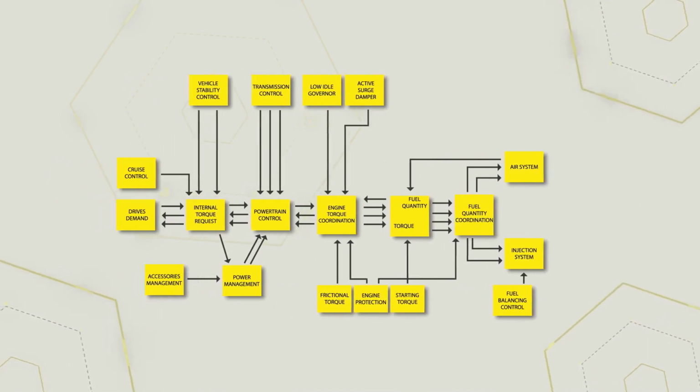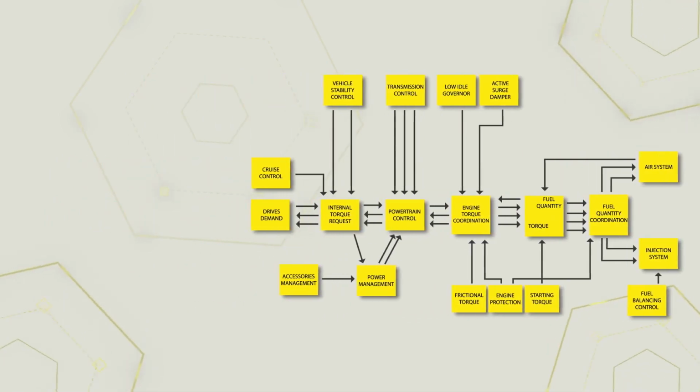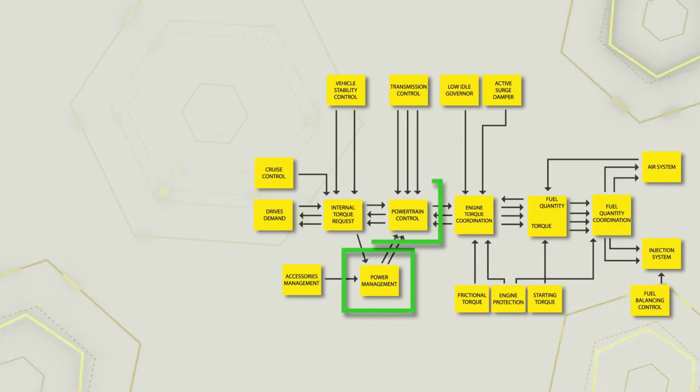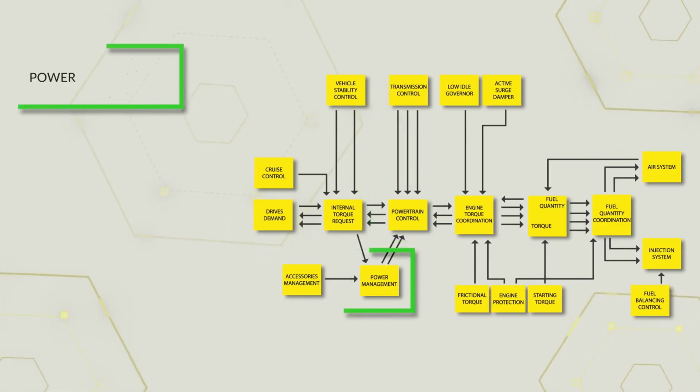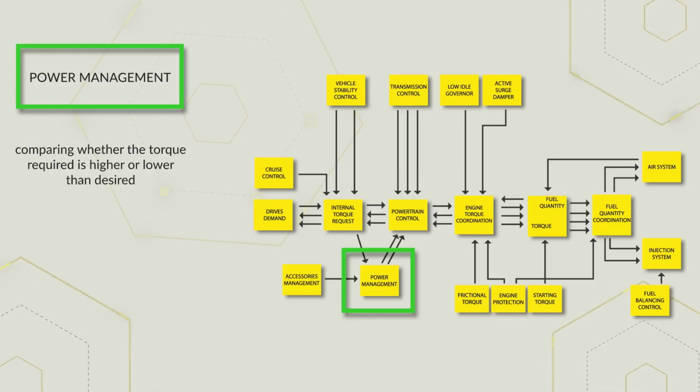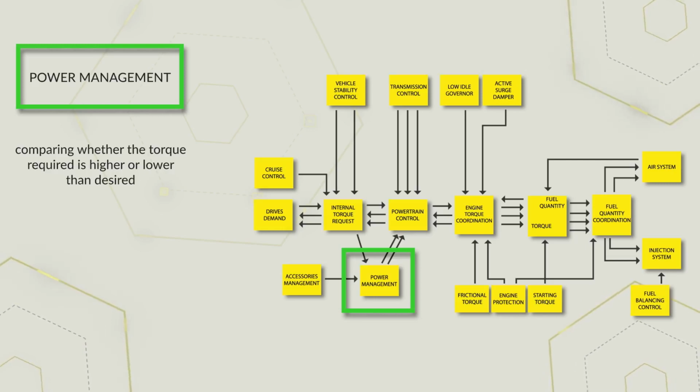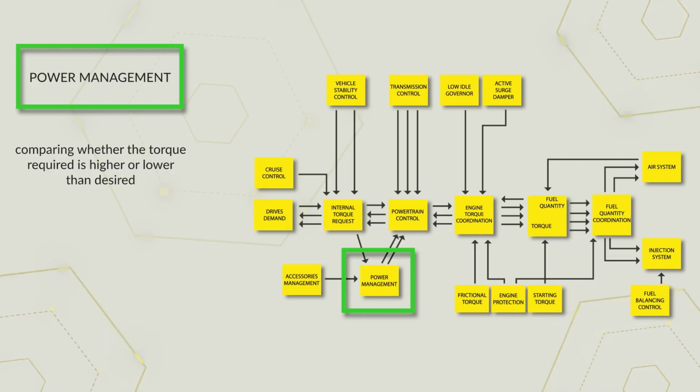The output value, in both cases, is subsequently sent to two different blocks: power management and powertrain control. Power management has the task of comparing whether the torque required to keep some accessory systems running, such as the air conditioning compressor, is higher or lower than desired.